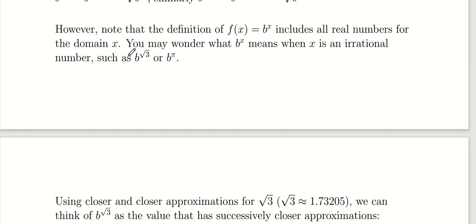But let's suppose we wanted to raise some base to an irrational number. Like for example, like b to the square root of 3 value, or b to the pi, which would be to like the 3.1415 ... that power that never stops. How exactly can we make sense of something like this?